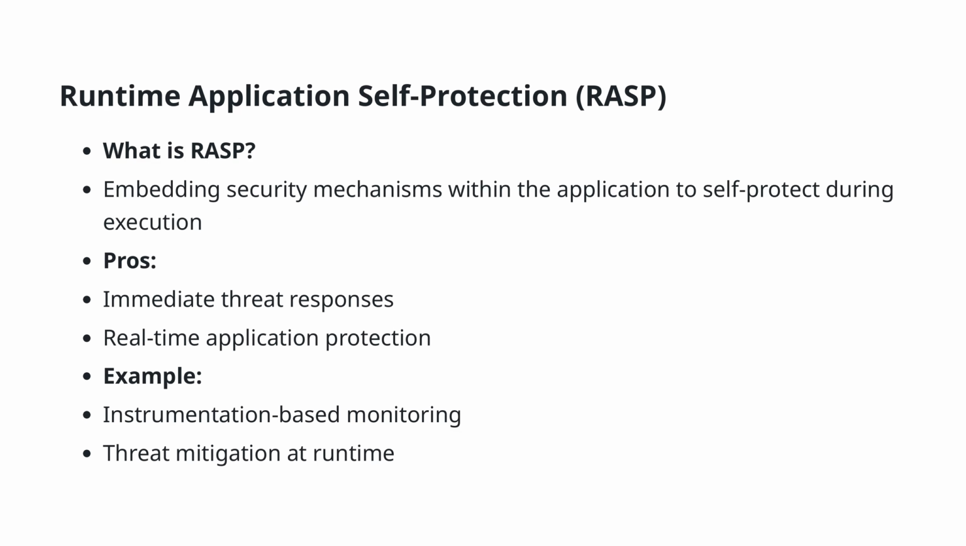Runtime application self-protection, or RASP, is a security mechanism where security is embedded directly into the application. This allows the application to self-protect and respond to threats immediately during execution. One of the key advantages of RASP is its ability to provide real-time application protection, which means threats can be mitigated as they occur, rather than after the fact. For example, RASP often uses instrumentation-based monitoring to actively observe and mitigate threats at runtime. By integrating RASP, you enhance your application's ability to defend itself, providing a more dynamic and responsive security posture.